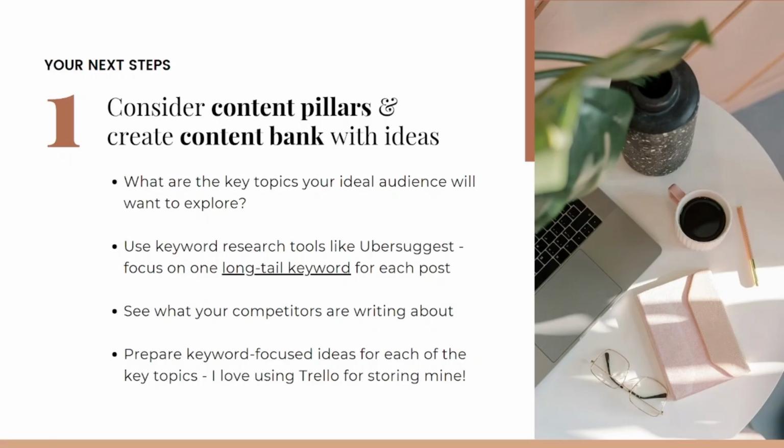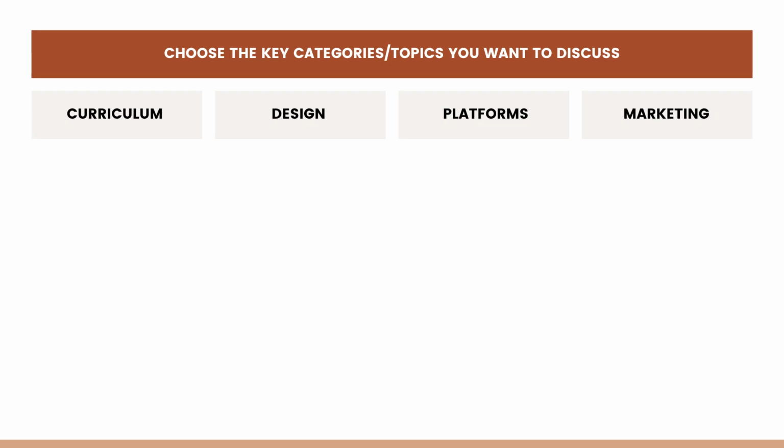Okay, now let's walk through some of the first steps you can take to actually start creating that content. First thing on our list is to decide what you're going to be writing about and creating some post ideas. So first of all, what are the key topics that your ideal audience will want to explore? For example, I'm talking about course creation, so I'm focusing on topics like generating a good curriculum, designing your course, choosing the best platforms, and marketing your offers. These are the 4 categories. I do have several more, but just for the sake of sample, I'm focusing on these.